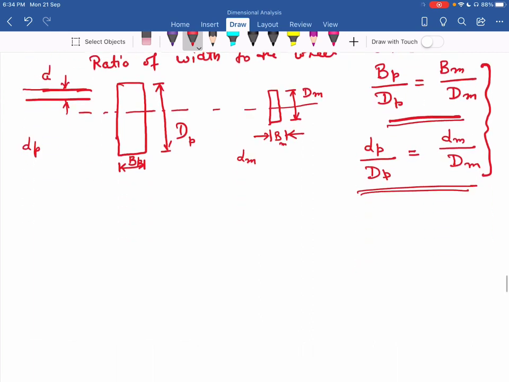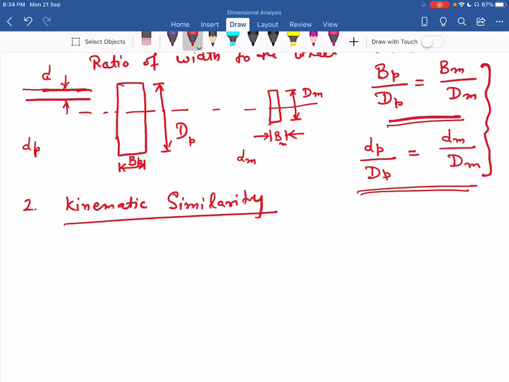Then the kinematic similarity. Kinematic similarity means the similarity of velocities, discharge, acceleration. So you can say kinematic similarity in fluid machines results in a constant ratio of velocities, discharge, and acceleration at homologous points.